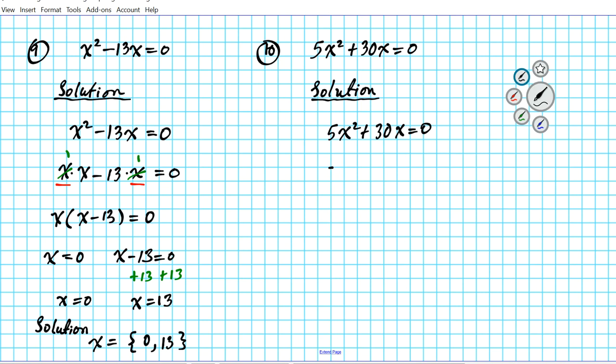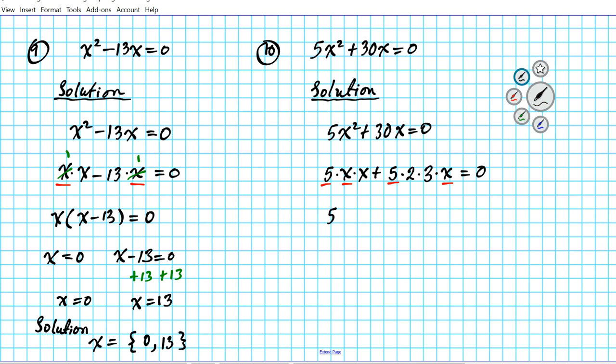All right, so let's break it down. We have 5 times x times x. If you break down 30, that's 5 times 2 times 3 times x. Now, is there a greatest common factor that we can pull out? Yes, there is. We have a 5 and a 5 in common, so you can pull out a 5. And then you also have x and an x. So those are our greatest common factors.